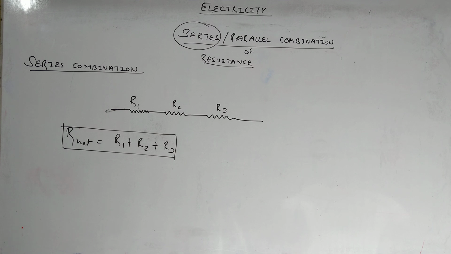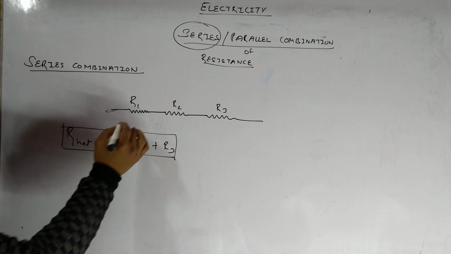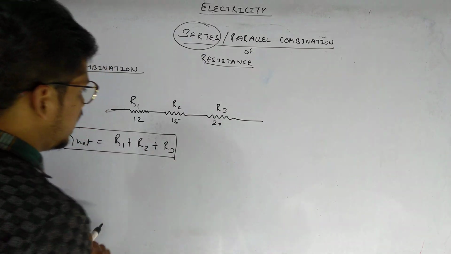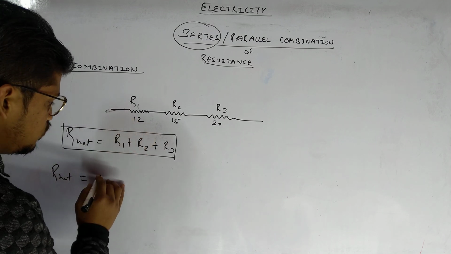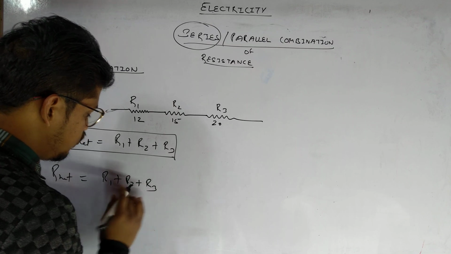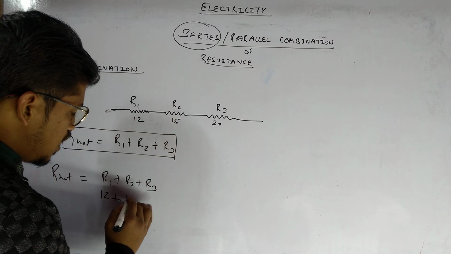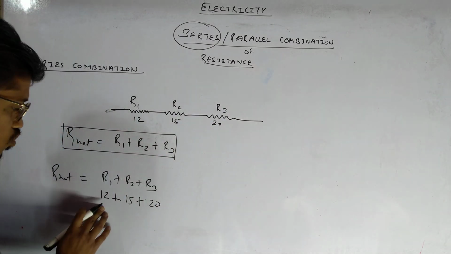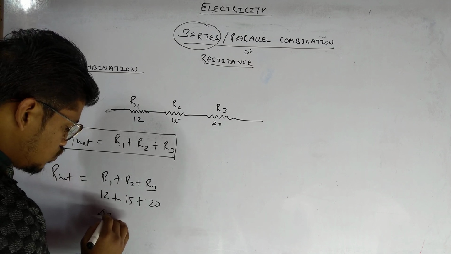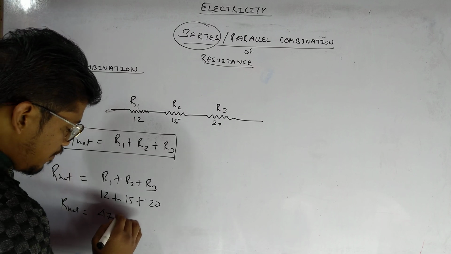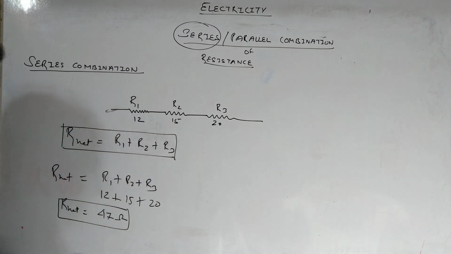Suppose that I have three resistances. Now I'm going to explain an example. Suppose this is 12, this is 15, and this is 20, and I ask you to calculate the total resistance. You know very well R net is equal to R1 plus R2 plus R3, where R1 is 12, R2 is 15, and R3 is 20. So 20 and 15 is equal to 35, and 35 and 12 is equal to 47. So R net is equal to 47 ohm. This is my final answer. Like this you can calculate the resistance. This is pretty simple.